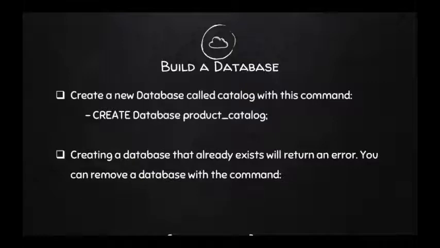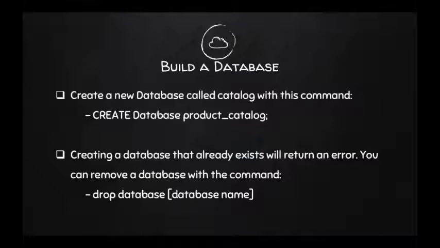However, if you are trying to create a new catalog and get rid of the old one, you can simply remove it by using drop database and the database name. So if we had a product catalog out there and we messed it up and we need to start over, you can do drop database product underscore catalog. Be very careful using the drop command.